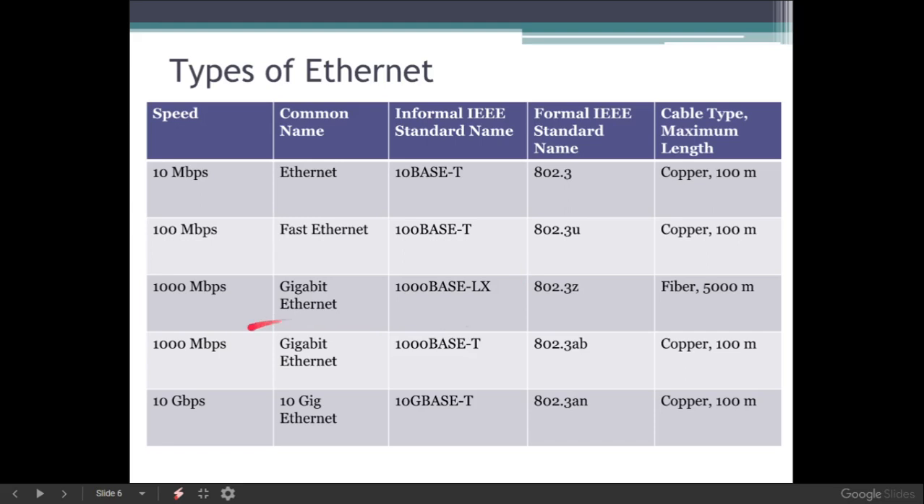Right. So note for each speed they have different names, right? For the 1,000 it's called gigabit Ethernet, right? And the standard name for 1000BASE-LX is actually 802.3z, and to use copper, it would be 802.3ab. And if we go multi-gigabit now, 10 gigabits per second, it's 10 gig Ethernet. Sometimes you'll just see this written as multi-gigabit instead of saying 10 gig Ethernet, and the informal name 10GBASE-T. And the standard name 802.3an.